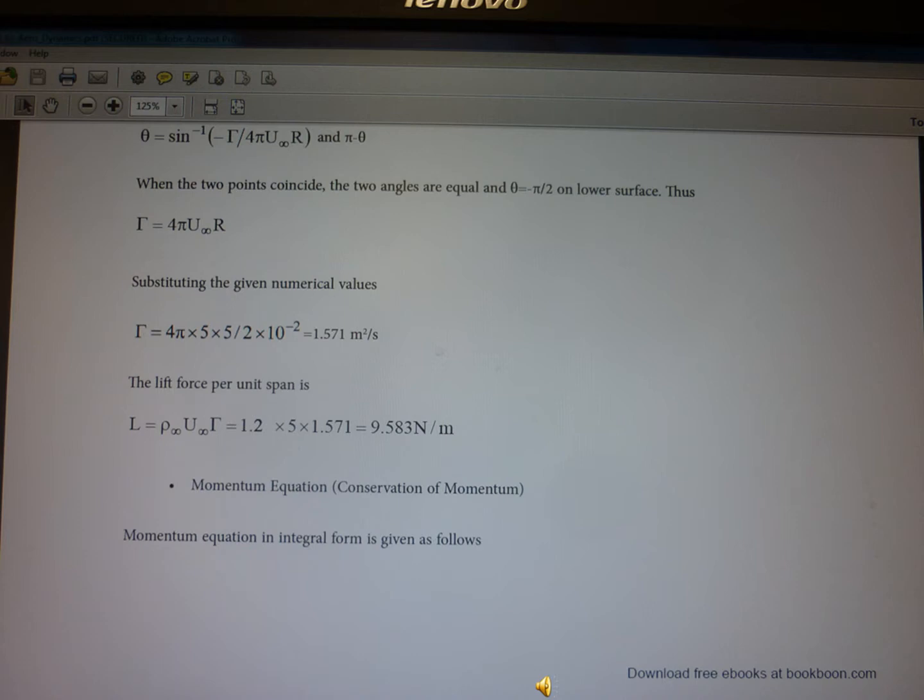So now to set the start, the freestream dynamic pressure q equal to half rho infinity u infinity squared, so equal to 1 by 2 multiplied by 5 multiplied by 1.571, so 9.583 Newton per meter.